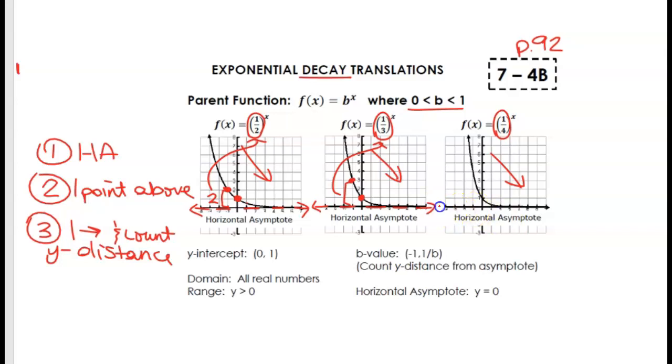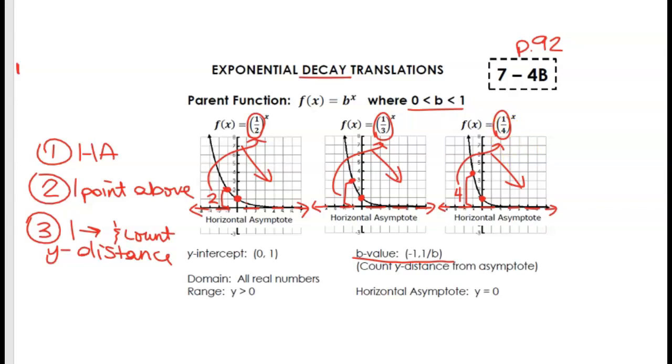Same situation here, horizontal asymptote. My point 1 above. And my point 1 to the left, it crosses right here. That distance is 4, so 1 over 4 is my b value. So do you notice how it's really, really similar to yesterday? It's just that b value is different. Okay? And we actually have the point -1, comma 1 over b as a point on our graph. So that's kind of where we're getting this from.